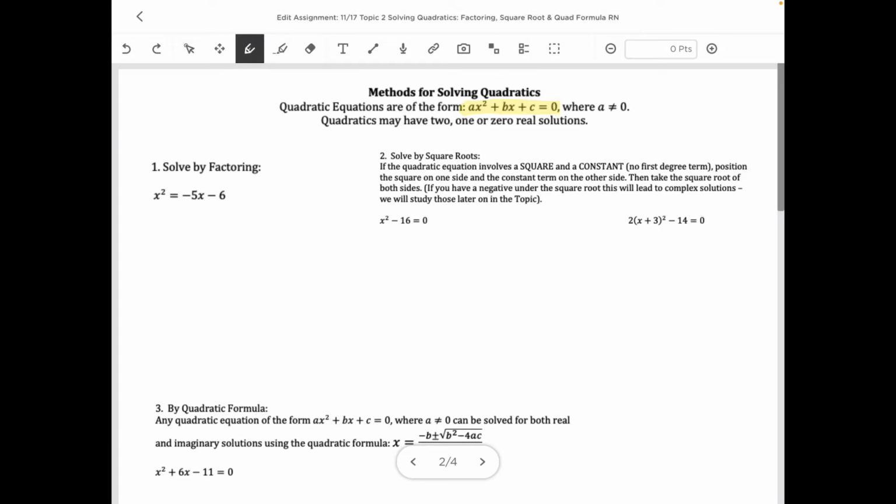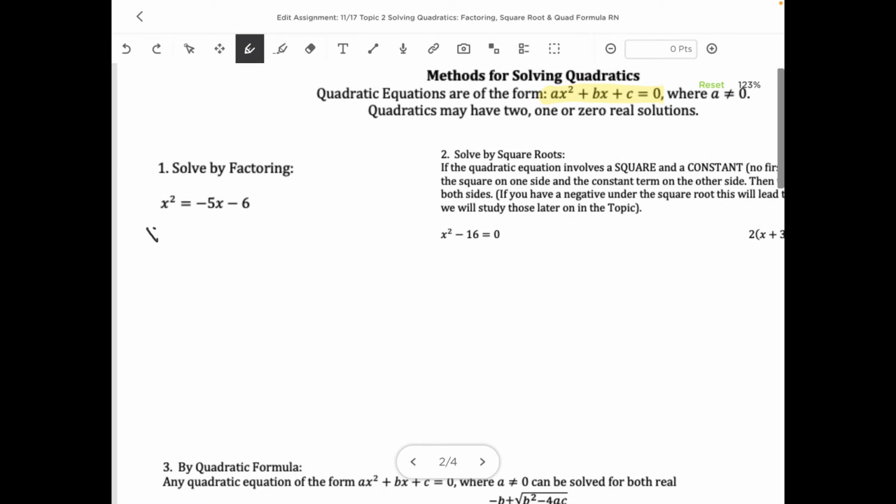Okay, let's talk about solving by factoring. So we're going to utilize the factoring techniques that we worked on the last few days. So first you want to get your quadratic into standard form, all right? Standard form is this form I highlighted in yellow, where all of the terms are on one side and it is equal to 0. So that means this is going to become x squared. We're going to add the 5x to the other side. We're going to add the 6 to the other side and set it equal to 0.